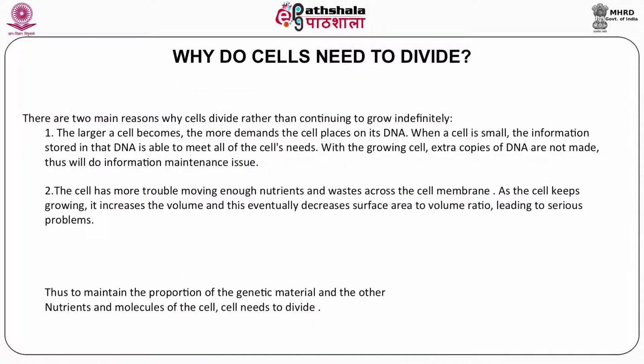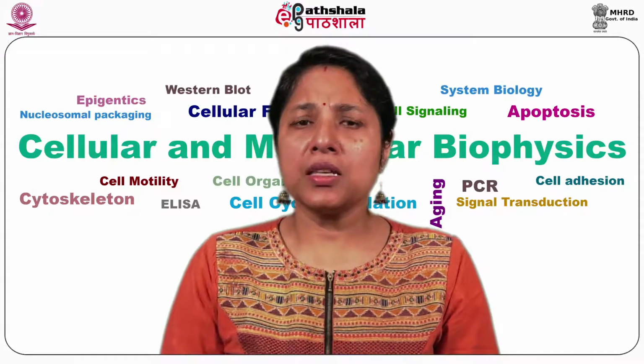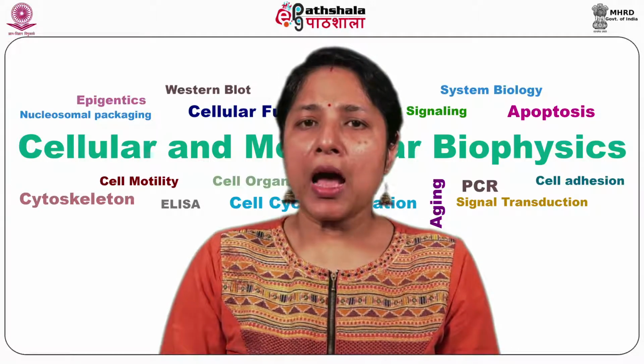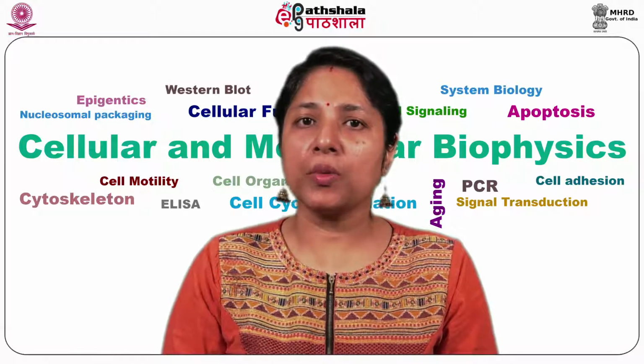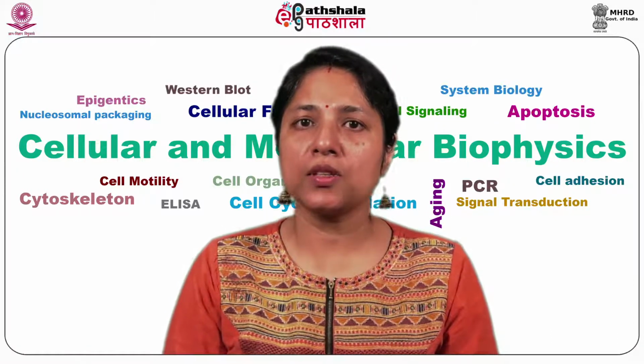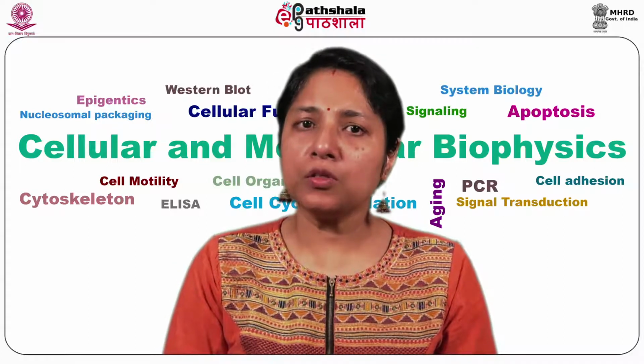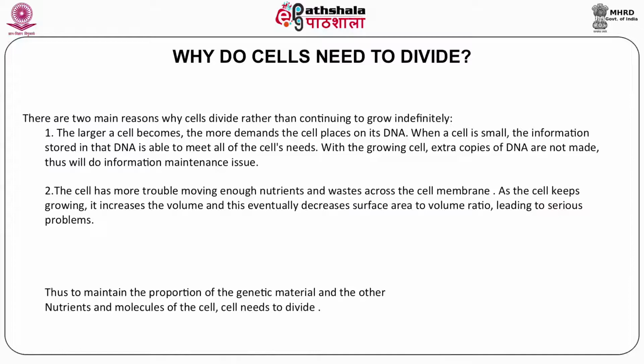Now the second important part is that the larger the cells become, the more demand it places on its DNA. DNA is the genetic material of all cells and it stores all the information. As the cell increases in size, it has to keep up, but the DNA does not make extra copies as the cell grows. Hence, if the cell grew without any limit, that would lead to an information crisis. Thus, to maintain the cell size ratio and increase their number, the cells divide into two daughter cells using an orchestrated process called cell division.